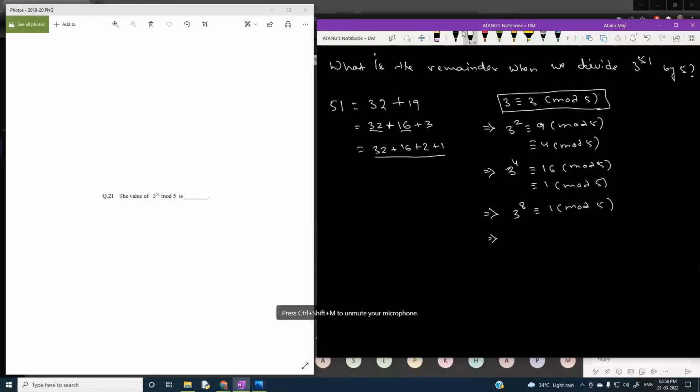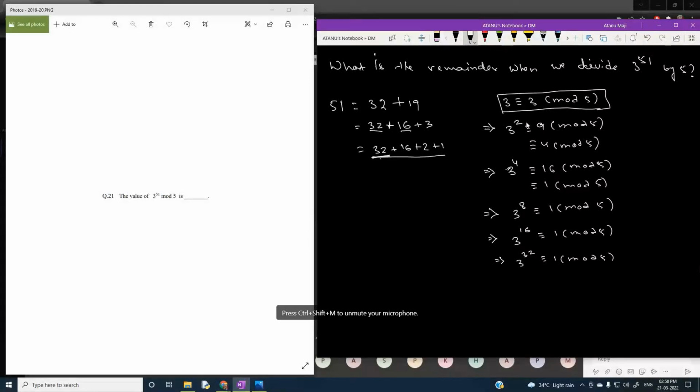Similarly again, if we square both sides of 3 to the power 8, basically this will be 3 to the power 16 and there 1 square that is also 1 again. So 1 mod 5. Again take the square, we are getting 3 to the power 32, that should be 1 mod 5. And we should stop here now because we have reached the highest power that we need. We have reached as much of the highest power of 2 as was needed. So we should stop here now.